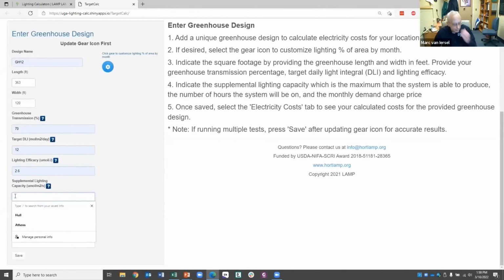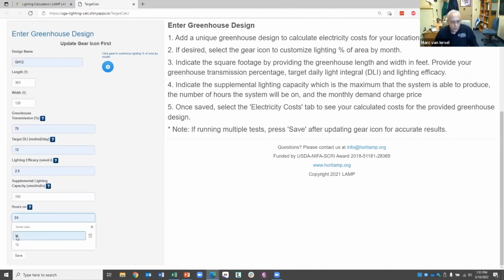And so this is different information. So here you need to specify how much light your supplemental lighting system can actually provide. And the company that installed your lighting system should be able to tell you this. So let's go ahead and we'll assume that you have a lighting system that can provide a PPFD of 100 micromoles per square meter per second.